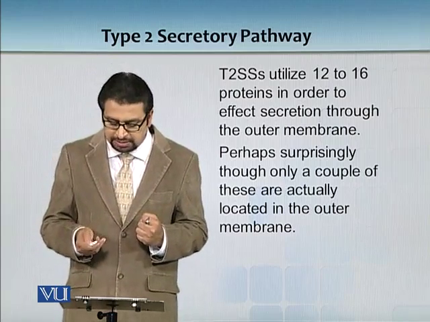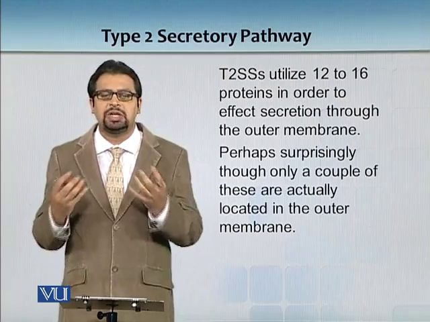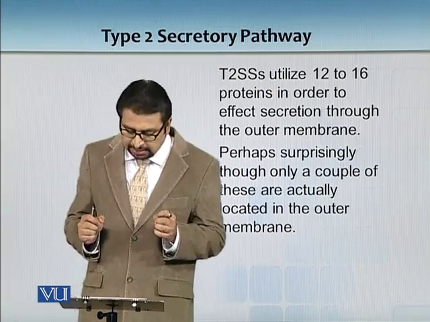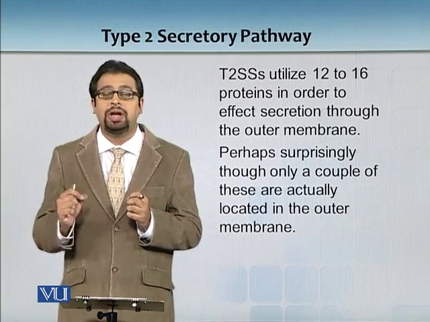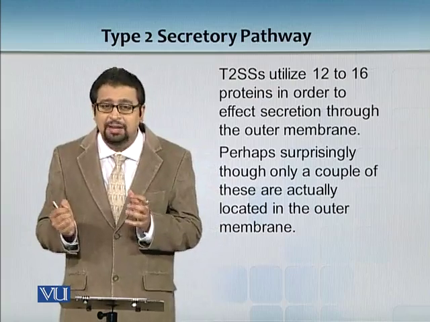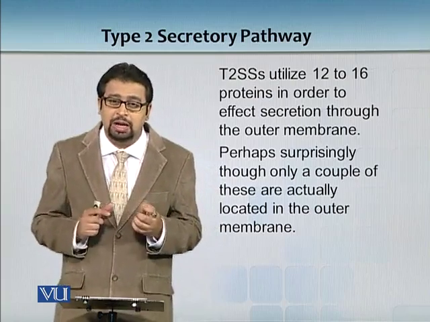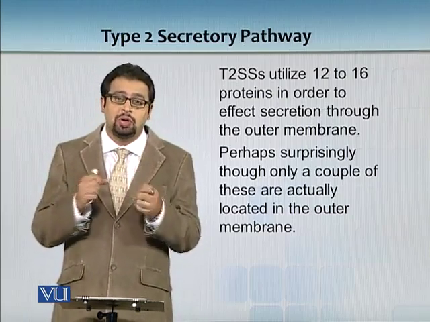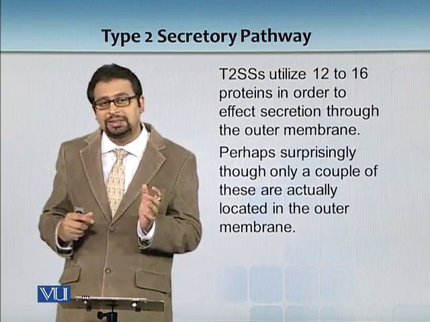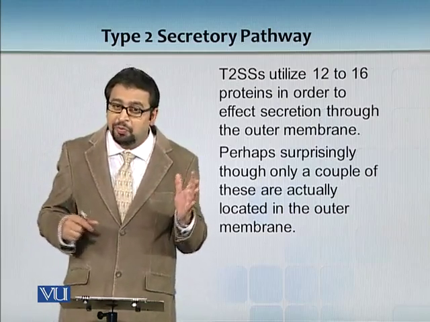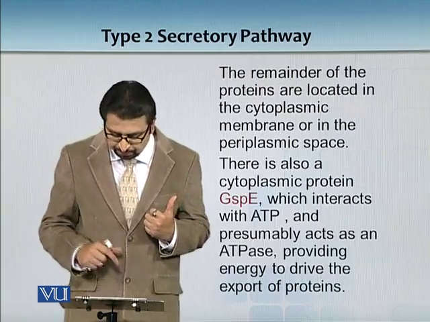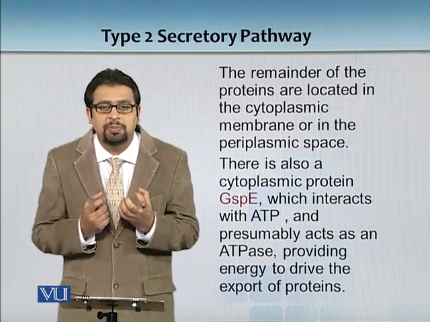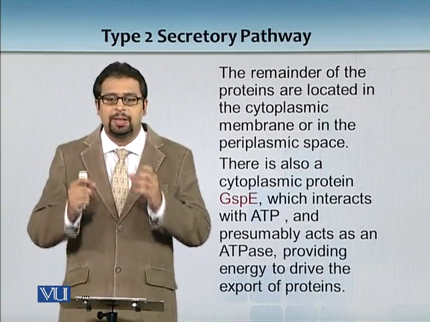Type 2 systems utilize 12 to 16 proteins in order to effect secretion through the outer membrane. Perhaps surprisingly, only a couple of these are actually located in the outer membrane. So the proteins this system uses are not highly localized in the outer membrane, and it takes advantage of what is internal. How does it take advantage? Let's see. The remainder of the proteins are located in the cytoplasmic membrane or periplasmic space.